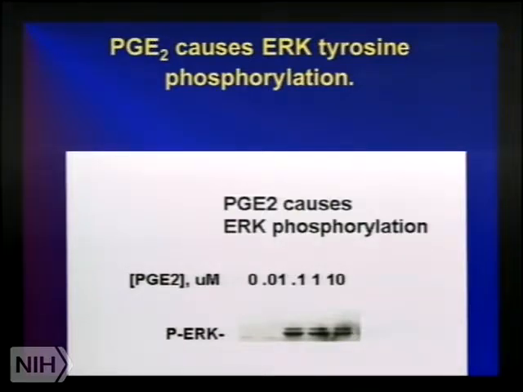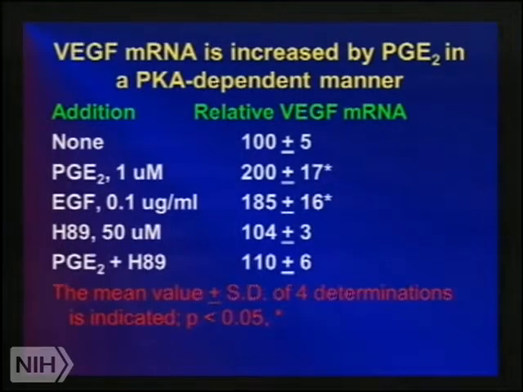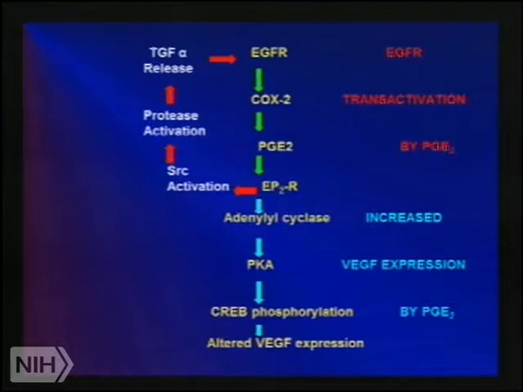So PGE2, in addition to causing EGF receptor tyrosine phosphorylation, causes tyrosine phosphorylation of phospho-ERK, and phospho-ERK can then go into the nucleus and stimulate production of transcription factors. Another thing that we found is that cancer cells will actually make vascular endothelial cell growth factor, VEGF, which is an angiogenic factor. PGE2 would increase the VEGF about twofold. EGF would also increase it about twofold. And then when we added this drug H89, which blocks cyclic AMP production, the effects of prostaglandin were reversed. So prostaglandin E2 works through cyclic AMP, causing adenylate cyclase activation.